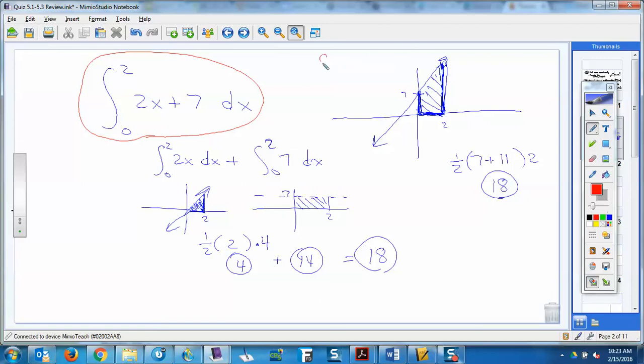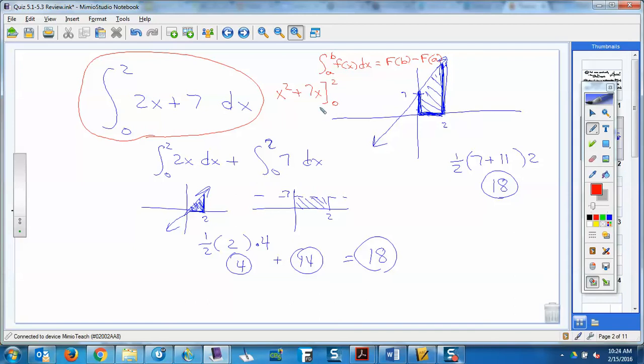Remember, the rule was the integral from a to b of little f of x dx is equal to big F of b minus big F of a. Big F means the antiderivative. So we've got to do the antiderivative of 2x, which would be what? x squared, right? The antiderivative of 2x would be x squared. The antiderivative of 7, 7x. And then we're going to do that from 0 to 2, and I showed you that right bracket.